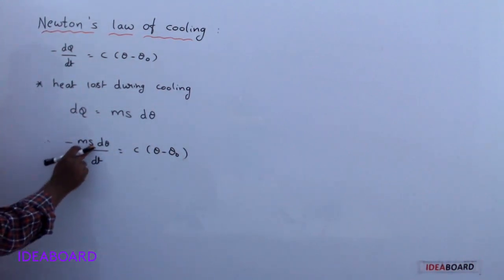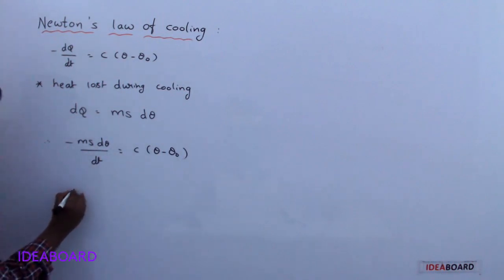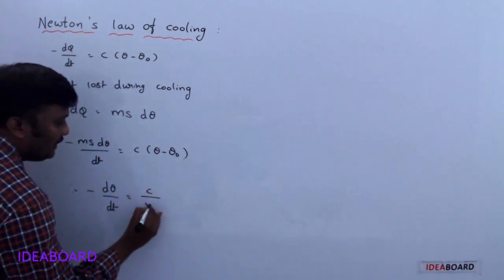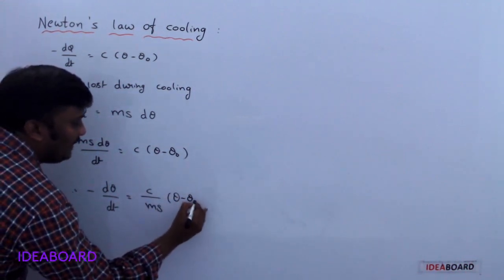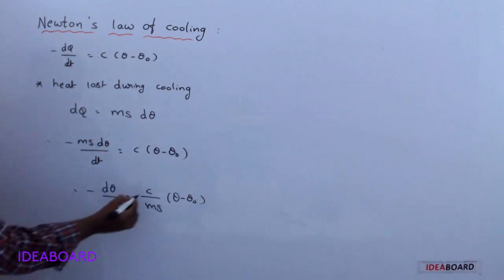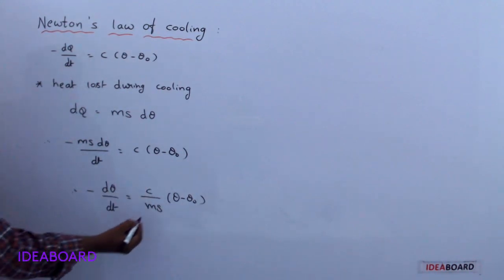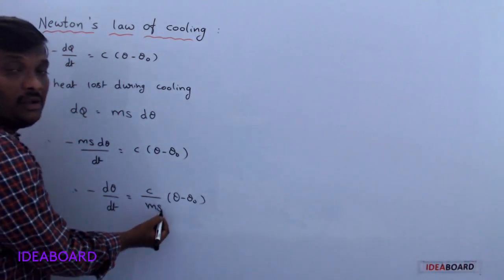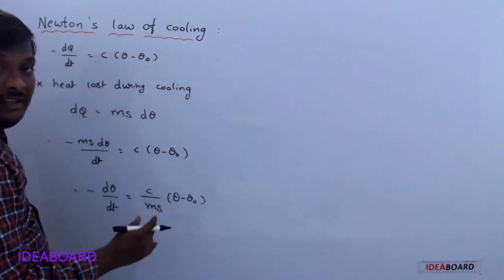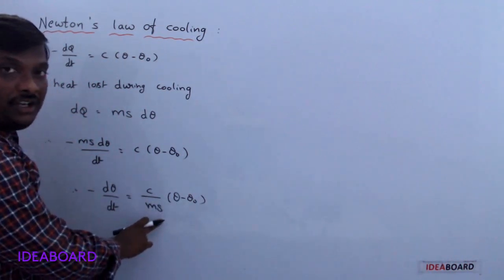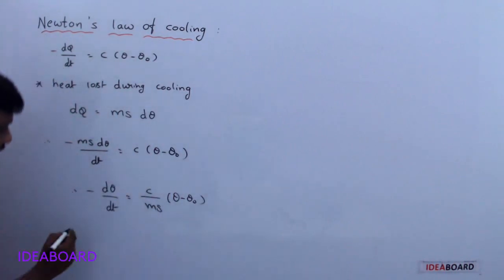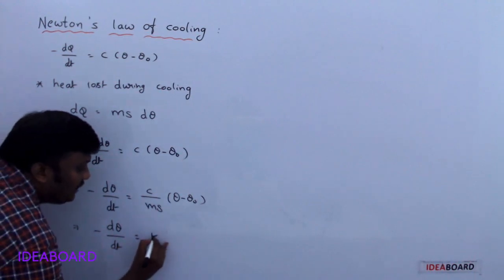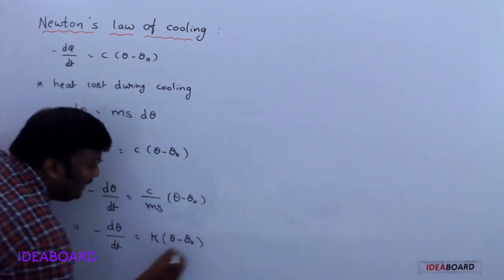Here m is constant, s is constant. So these two will be taken to this side. Then minus d theta by dt is equal to c by m s into theta minus theta naught. Here c is the proportionality constant, m, the mass of the body, is constant, and the specific heat of the body is also constant. It does not change its state, only a fall in temperature takes place. So all these are constant. That's why these three are replaced by another constant k into theta minus theta naught.